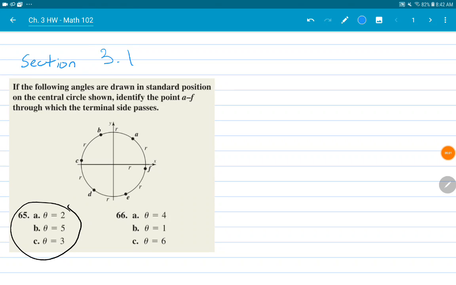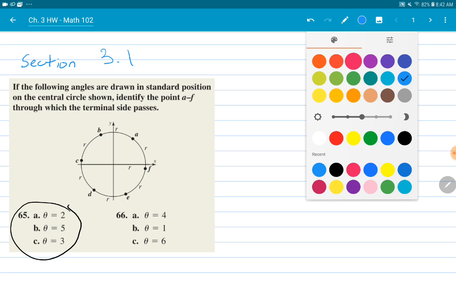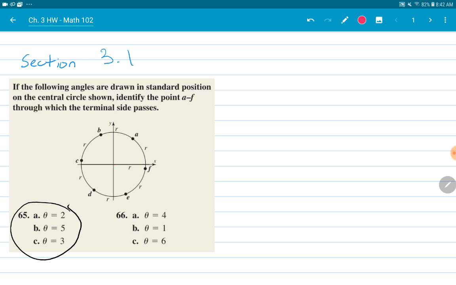In section 3.1, numbers 65 and 66, if the following angles are drawn in standard position on the central circle shown, identify the points A through F through which the terminal sides pass. If you might remember from our activity, the radius is measured around the circle for each radian. So one radius, which is that length as a surface angle, shows me 1 radian.